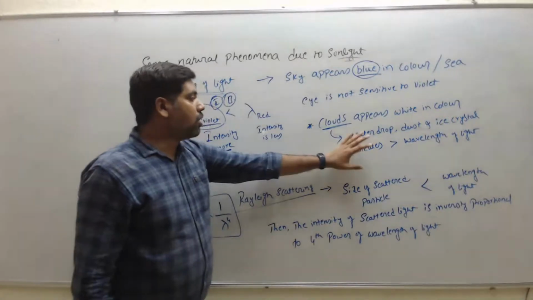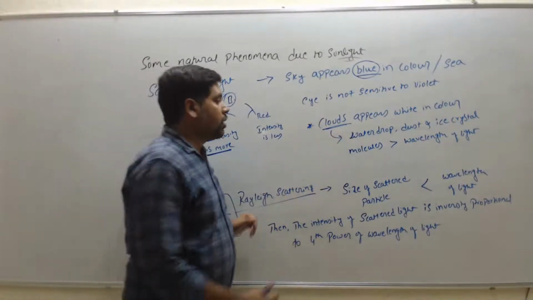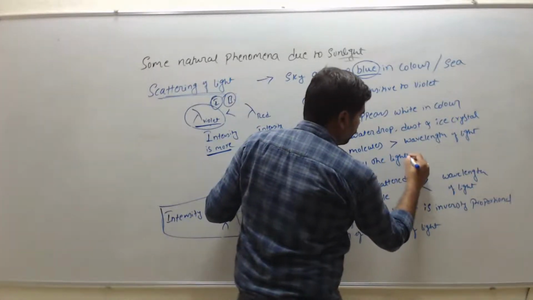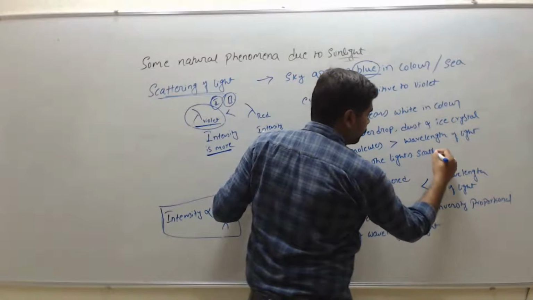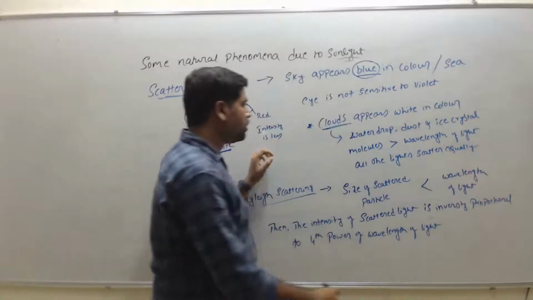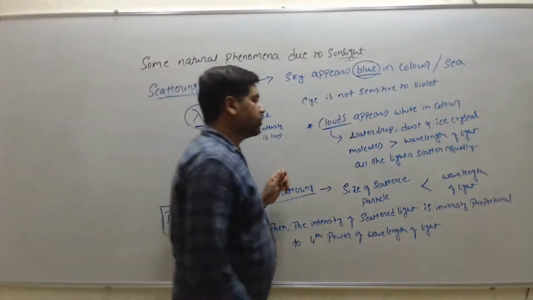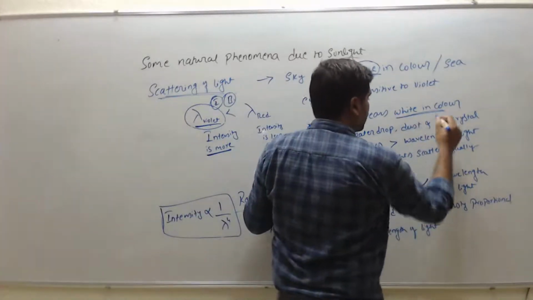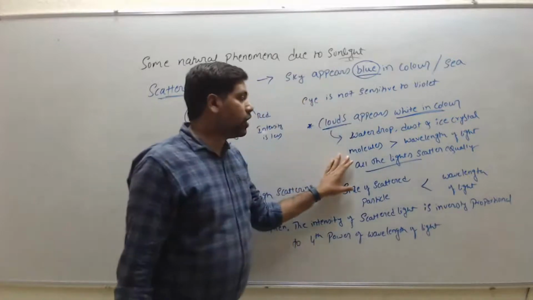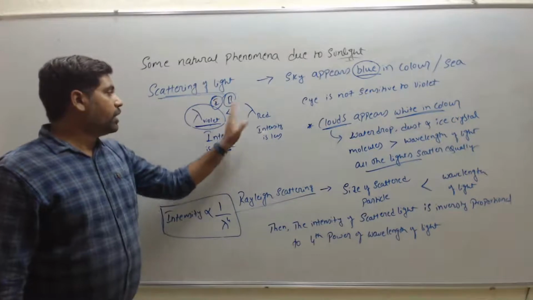That's the reason all the lights are scattered equally. Hence, the clouds appear white in color. The main reason is all the lights scatter in equal proportion. That is, there is no variation in scattering of different lights.